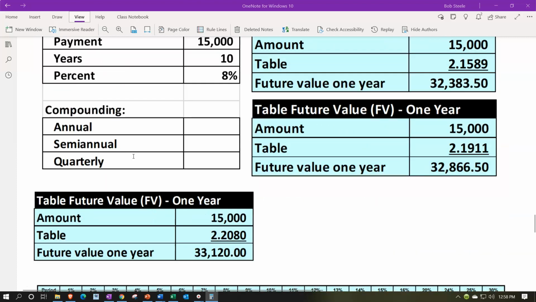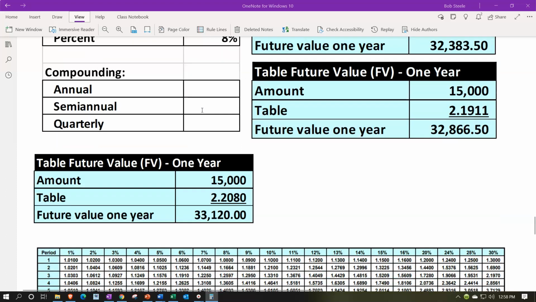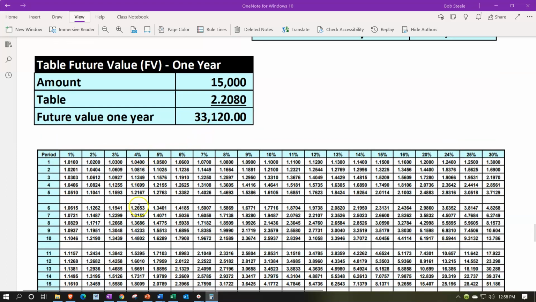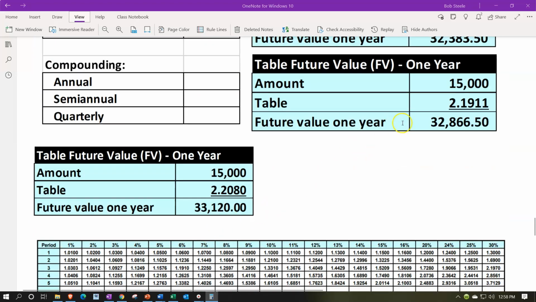So if I go back up top, we're going to say if it's semi-annual, then the rate would be 8% divided by 2 or 4%. The periods would be 10 times 2 or 20. So I'd have to say 4 and 20. So we're looking at 4 and 20. And that would be the 2.1911. 2.1911 is what's being used there.